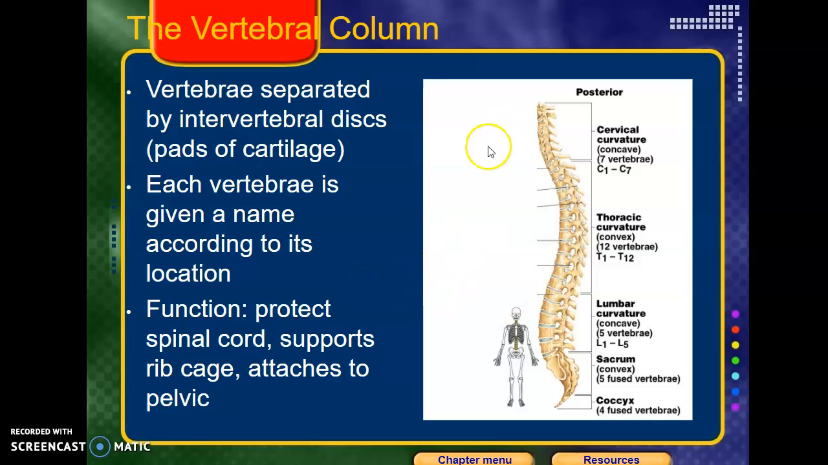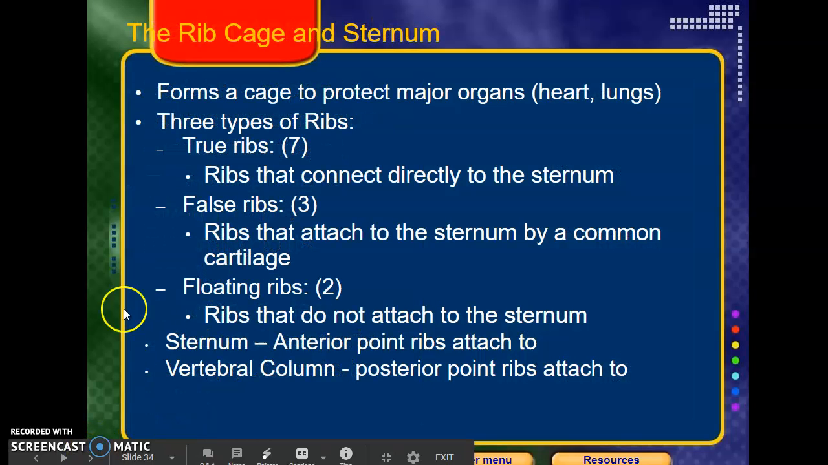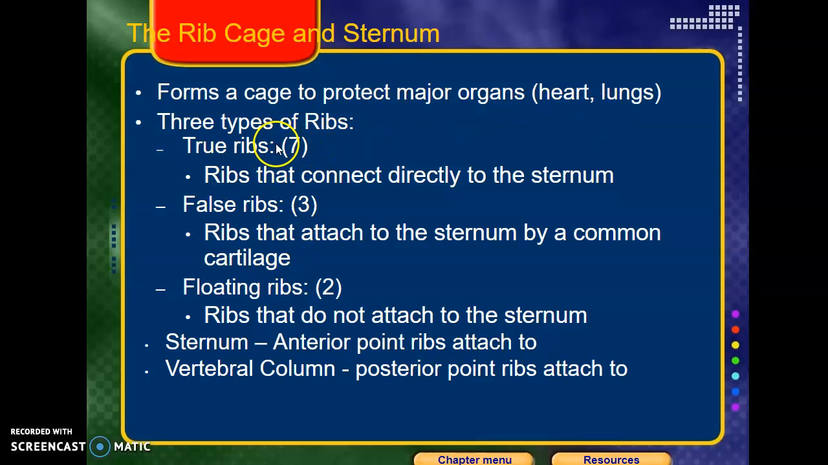And the function of the whole vertebral column is to protect the spinal cord. It also supports the rib cage, and it attaches to the pelvis. The rib cage and the sternum form a cage to protect the major organs, your heart and your lungs. There are 3 kinds of ribs. There are true ribs that connect directly to the sternum, false ribs that are attached to the sternum by a common connector, we'll talk about that, and then floating ribs that don't attach to the sternum at all.